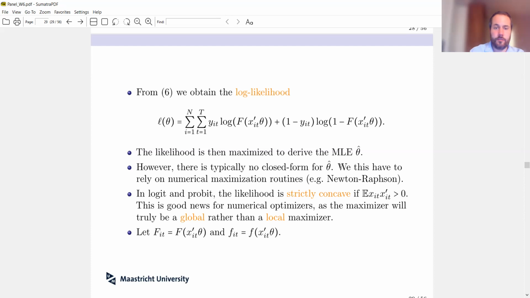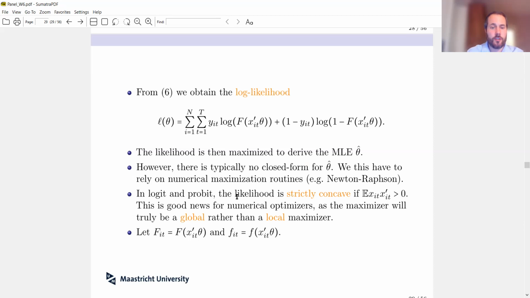In logit and probit, something important to know is that there's no closed form. We cannot derive an explicit form for the maximum likelihood estimator, and everything has to be done numerically. The popular routines are, for instance, Newton-Raphson. That's a maximization routine that you can, for instance, implement in R.